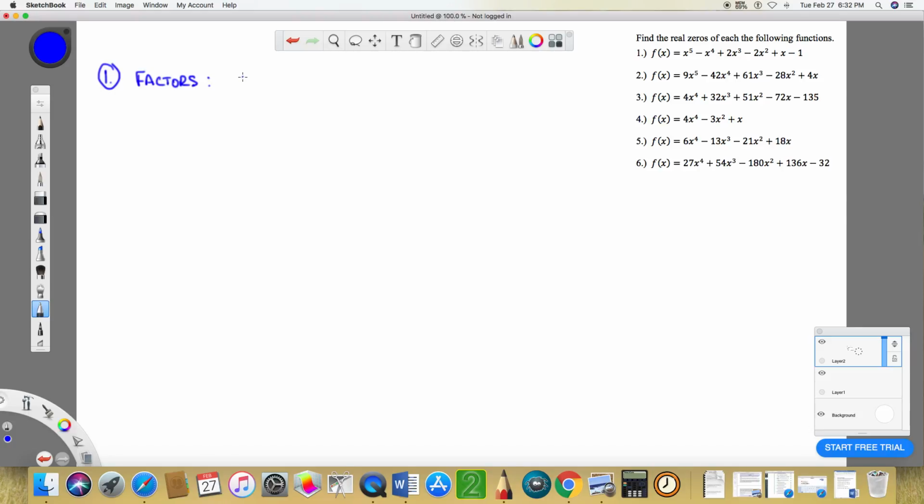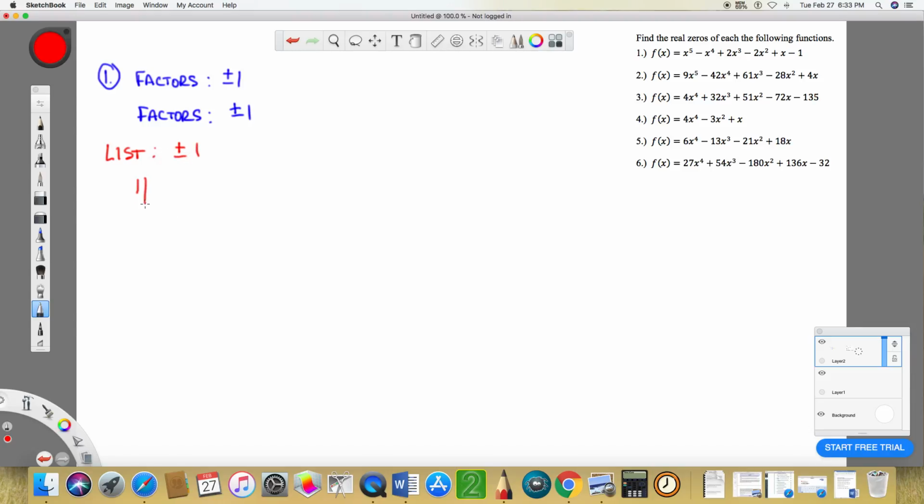We look at the factors of the constant term as possible numerators in a list that we're going to generate, and this list will be the possible rational zeros for this function. So the factors of the -1 are just 1 and -1, and the leading coefficient is also 1. So our possible list then is just plus or minus 1.